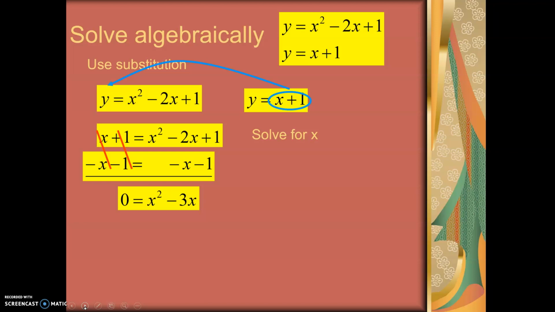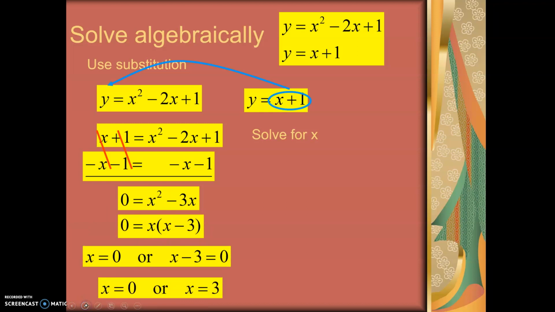And you use a GCF to factor that one, and the GCF is x. So we have x times the quantity x minus 3. Put the x and the x minus 3 equal to 0, and we get x is 0 or 3.